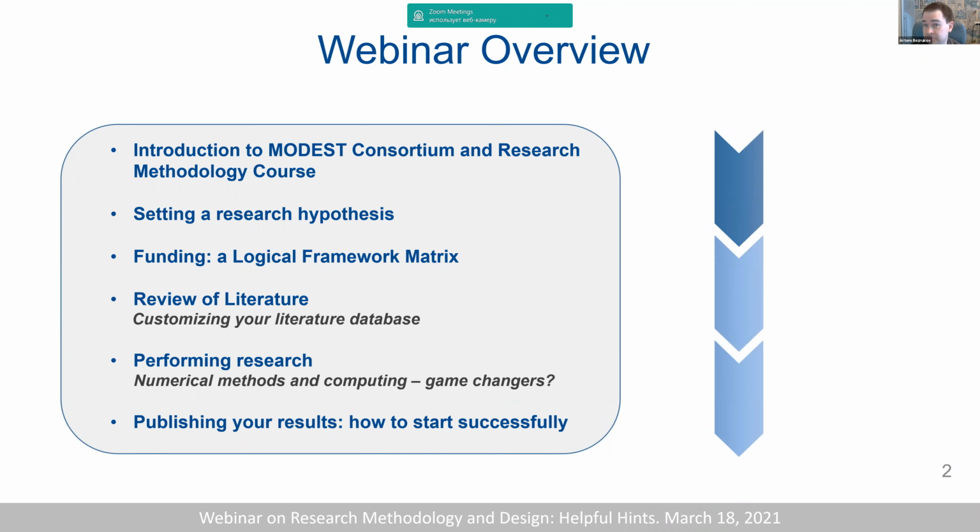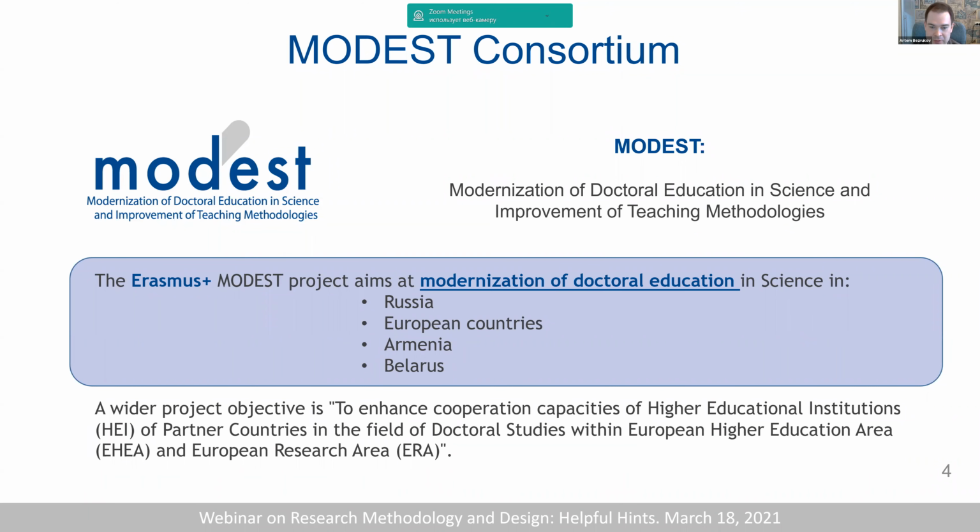Then a few words about countries. It's a consortium of European countries and also Russia, Armenia, and Belarus. And I was very happy to see among the registered persons the representatives of the universities from all these countries. And the main focus of this consortium is to modernize doctoral education, and our main audience are PhD students.